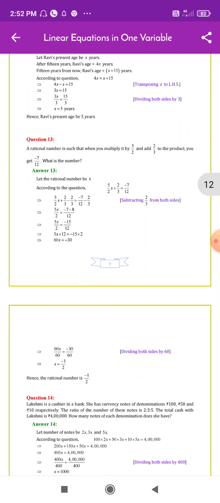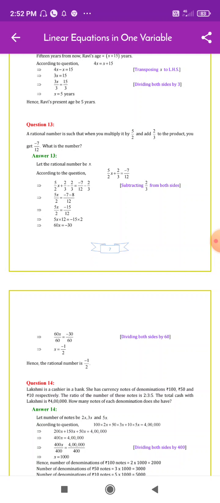A rational number is such that when you multiply it by 5/2 and add 2/3 to the product, you get minus 7/12. So what will be the number? What you have to do, we have to see the rational number is given. If we multiply the number and add, we will get the answer, that is minus 7/12. So we have to see what number should be multiplied. So let us see. Let the number, sorry, multiply, not add.